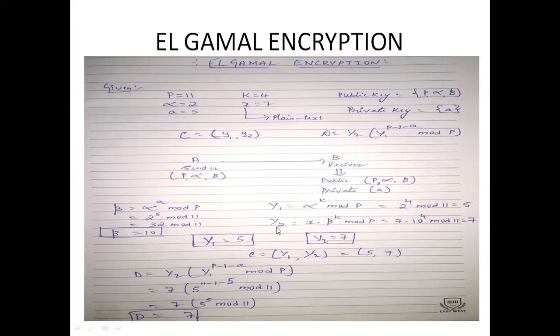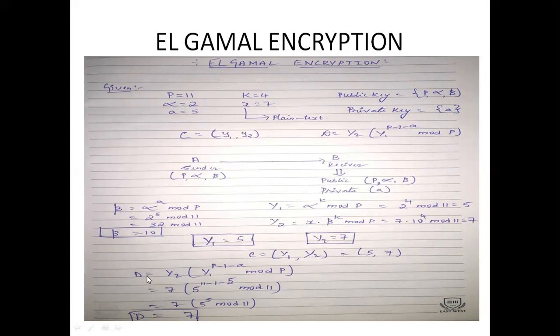P value is 11. So we get an answer of 5. In order to calculate y2, x times beta raised to the power k, where k is 4, mod p. The x value, the plain text, is 7, so 7 times 10, where the beta value we got earlier is 10. So 10 raised to the power of 4, times 7, mod 11 gives 7. So here we have got the ciphertext, y1 and y2. y1 is 5 and y2 is 7. So the encryption is done. Encryption means conversion of plain text to a ciphertext. So we have converted a plain text to a ciphertext.